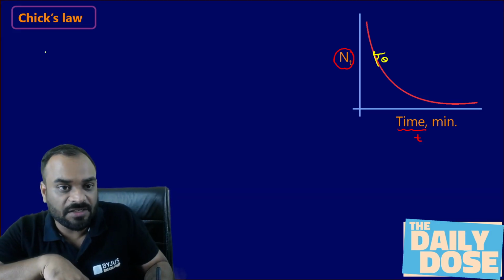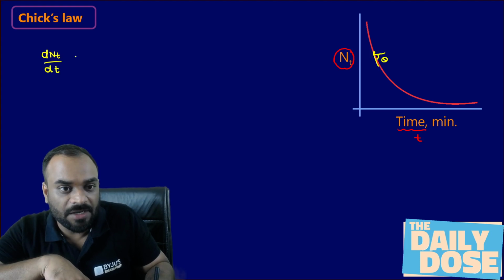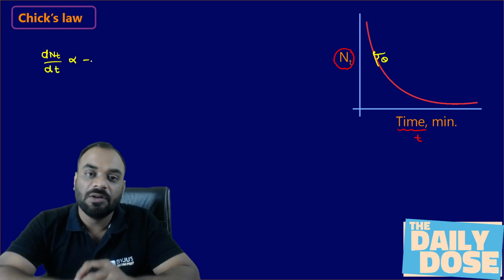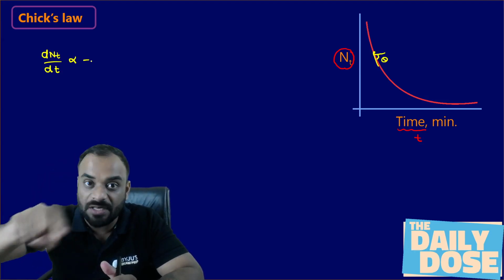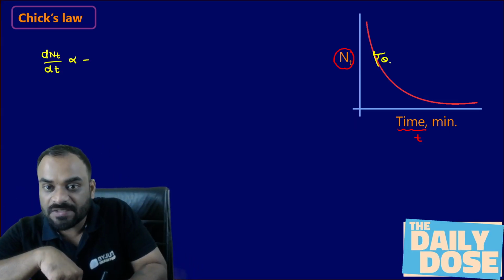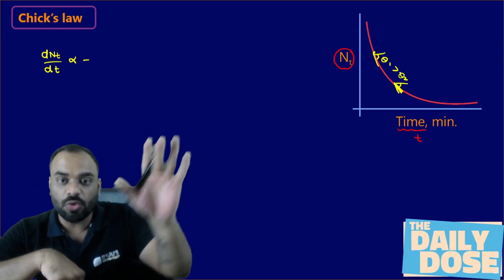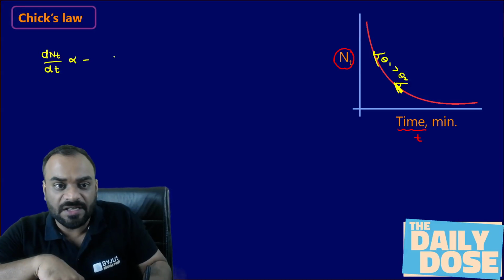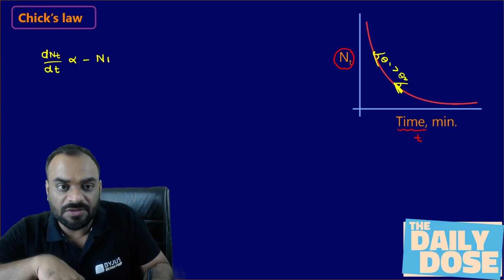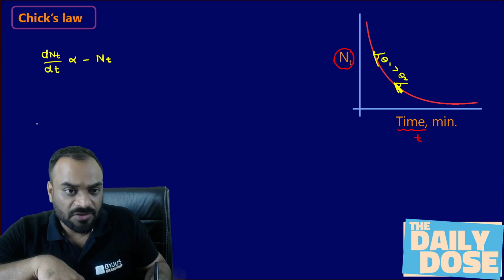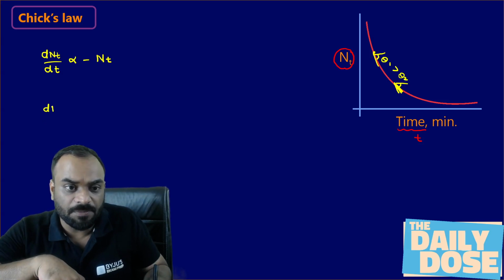So we can write here dNt by dt is proportional to minus. Why are we writing minus? Because the slope is continuously decreasing. Let me show you that. Let us consider this is theta 1. If I draw another slope at another point, this slope will be our theta 2 value, but theta 2 is less than theta 1. That's why our slope is decreasing continuously. So it is proportional to the number of microorganisms present at any time t. Now we need to remove this proportionality constant.